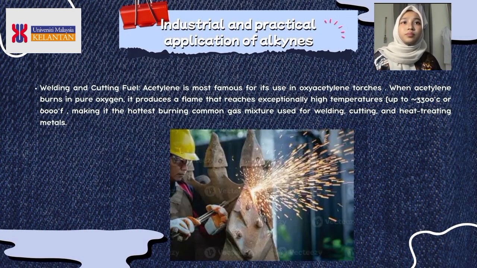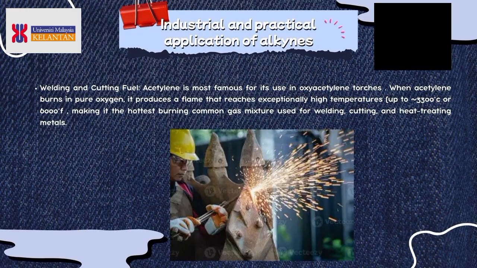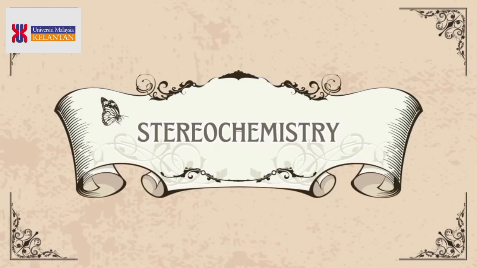As for industrial and practical applications of alkynes, one example is welding and cutting fuel, for which acetylene is the most famous for its use in oxyacetylene torches. When acetylene burns in pure oxygen, it produces a flame that reaches exceptionally high temperature, up to 3,000 degrees Celsius or 6,000 degrees Fahrenheit, making it the hottest burning common gas mixture used for welding, cutting, and heat treating metals.